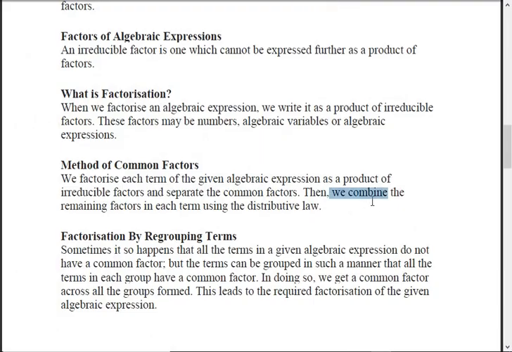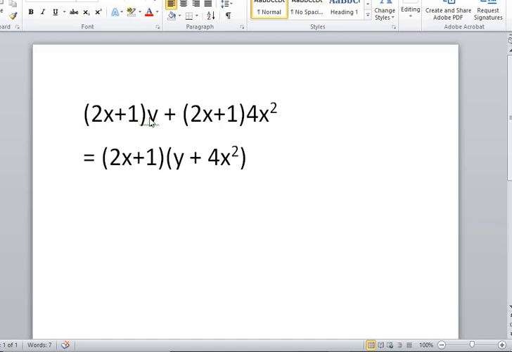So what does this sentence say? We combine the remaining factors in each term using the distributive law. See this, common factor is 2x plus 1. Take this common and combine the remaining factors using the distributive law. So y plus 4x square. Combine means what? Will attach the remaining factors in one bracket and the common factor in one bracket.